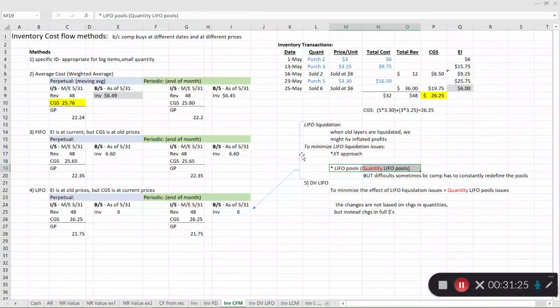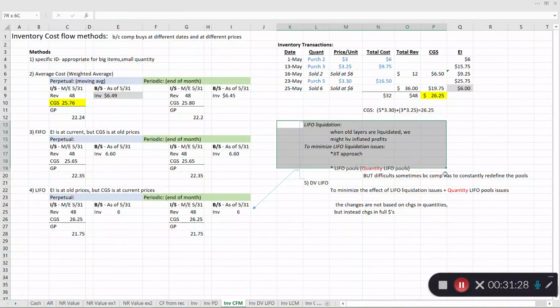So given that the use of LIFO, this is like a Halloween accounting video. My apologies. I could have re-recorded this, but I'm so far into it that I said let me just keep it as such.